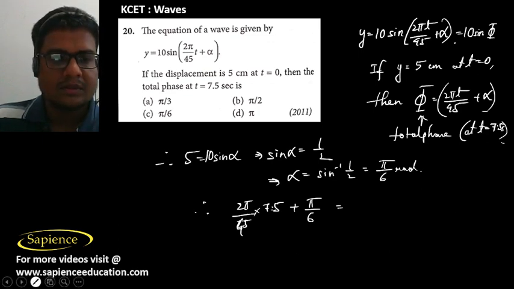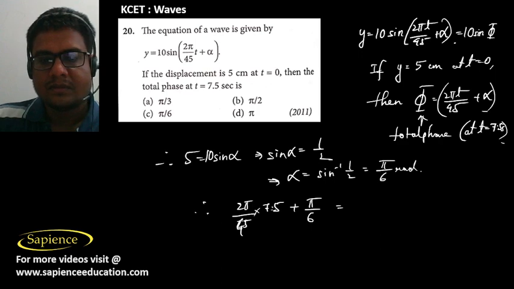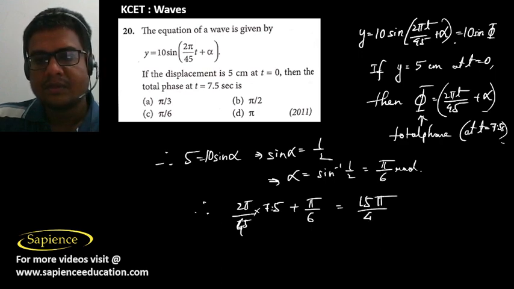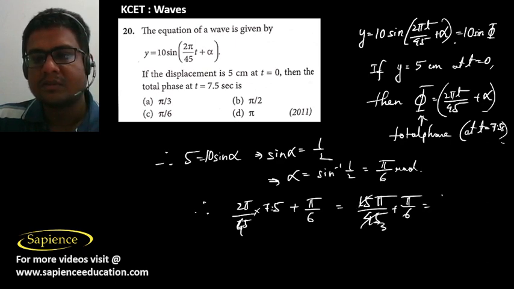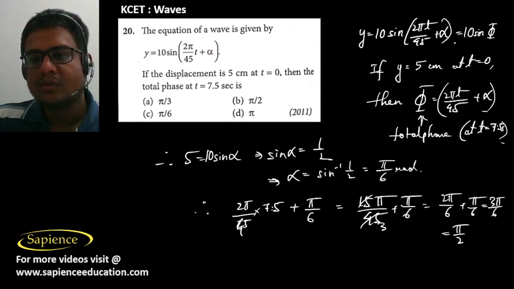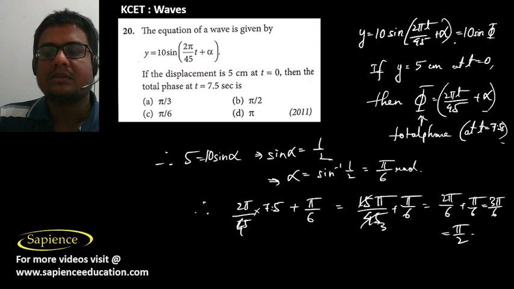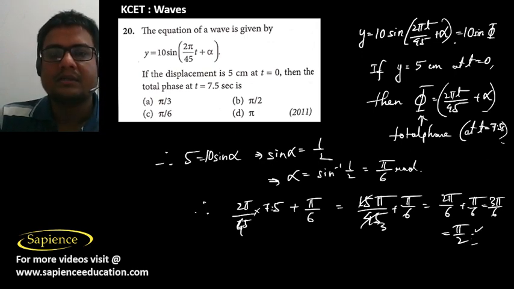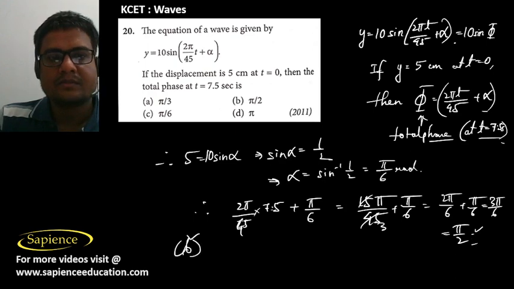So this will be 15 pi by 45 plus pi by 6. So this is 15 threes are 45, so pi by 3 plus pi by 6. So this is 2 pi by 6 plus pi by 6. So this is 3 pi by 6, which is pi by 2. So pi by 2 is the required total phase at 7.5 seconds. So option B is the correct answer.